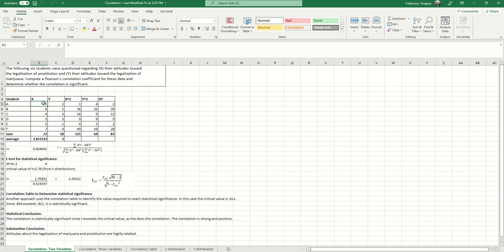Okay, so the scores from the problem were given in advance, and we could see student A had a score of 1 in terms of their attitudes about prostitution, and a score of 2 in terms of their attitudes about the legalization of marijuana. And person B scored a 6 and a 5, and so on. So these are just the scores based on those two items indicated above here.